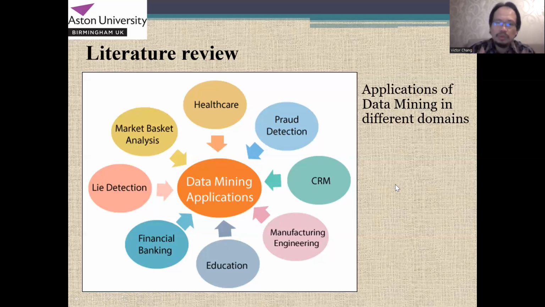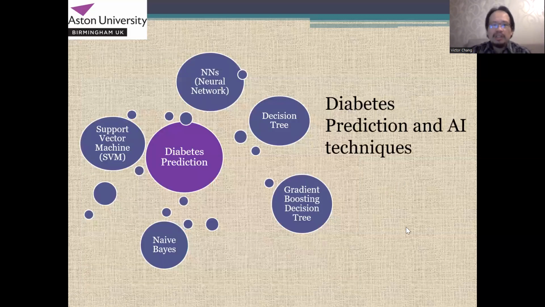But not only data mining: nowadays we have moved forward into higher-level domains, such as data science in general, combined with AI. And then there are diabetes prediction and AI techniques. There are a lot of different methods. One of them is called the support vector machine, SVM, which has been very effectively used and analyzed.